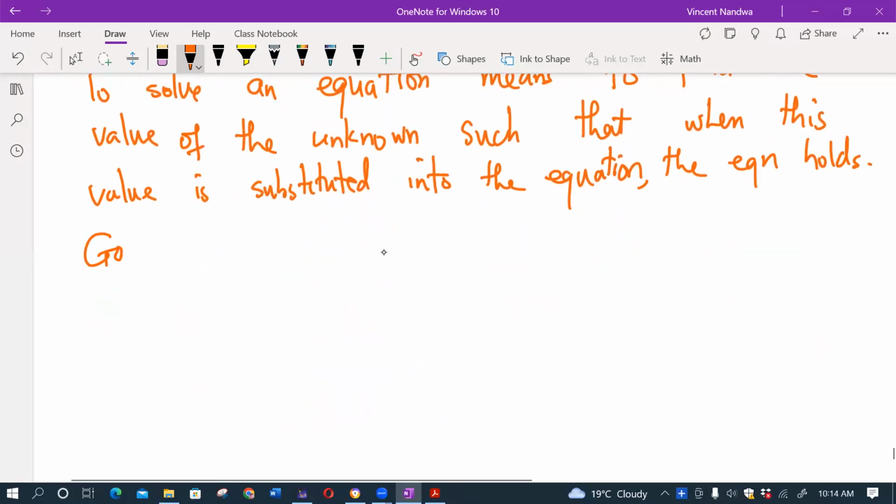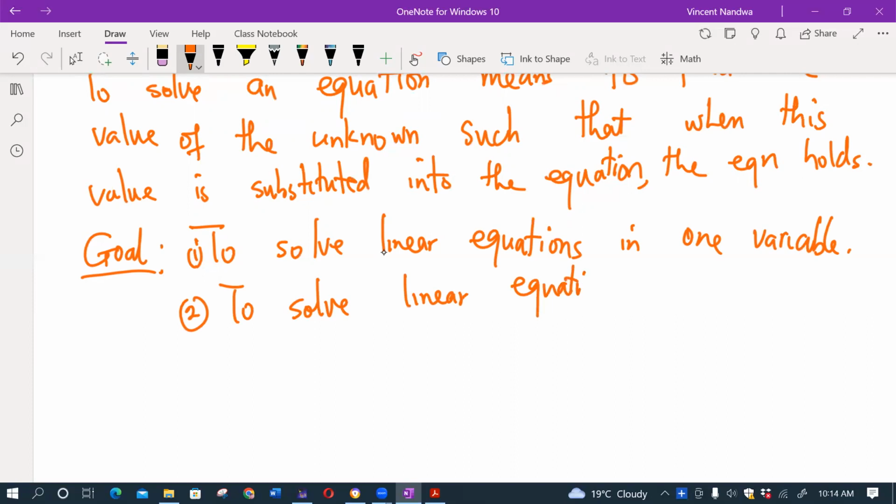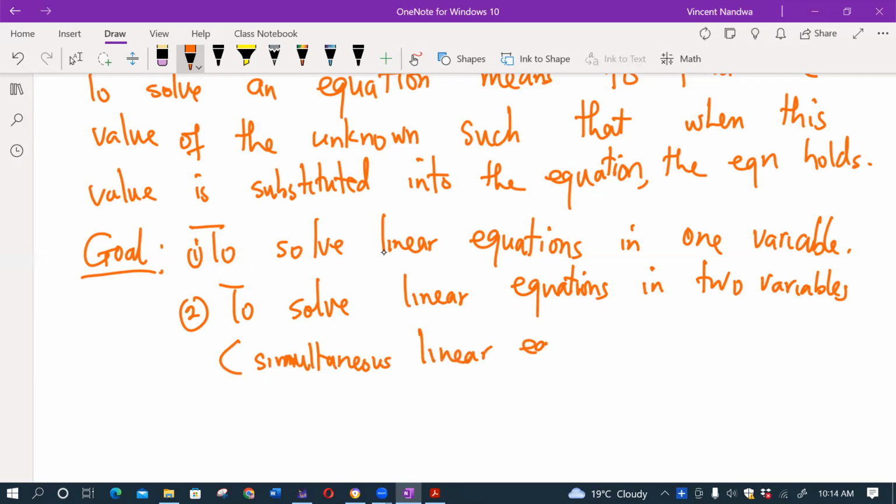So the goal for this topic: number one, to solve linear equations in one variable. And number two, to solve linear equations in two variables, the so-called simultaneous linear equations. So let's start by solving simple linear equations.